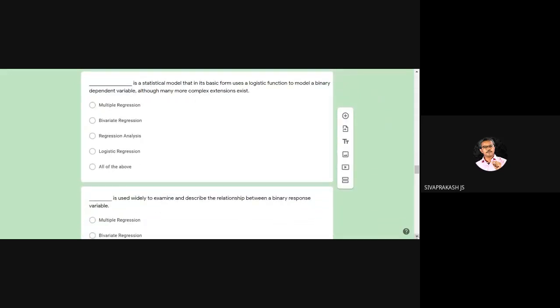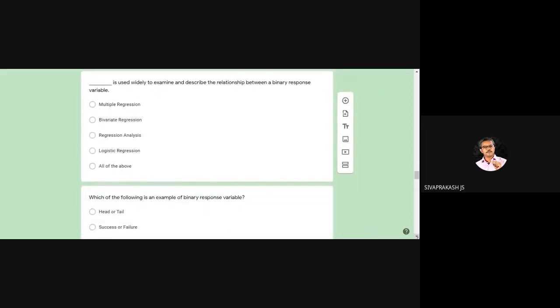Next, this is a statistical model that in its basic form uses a logistic function to model a binary dependent variable, although many more complex extensions exist. It's nothing but logistic regression. Banks and the service industry use logistic regression. It can be calculated only by software, with a simulation exercise and trial and error. Things like standing in a queue, waiting time, and fast service in banking, the service industry, railway ticket booking, online ticket booking and airline ticket booking use logistic regression. So here the answer is logistic regression.